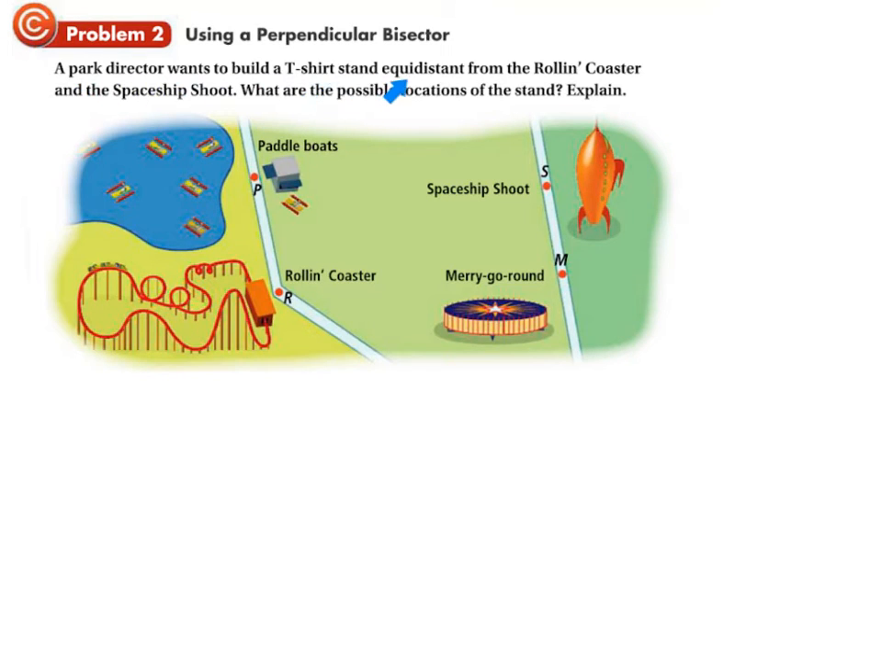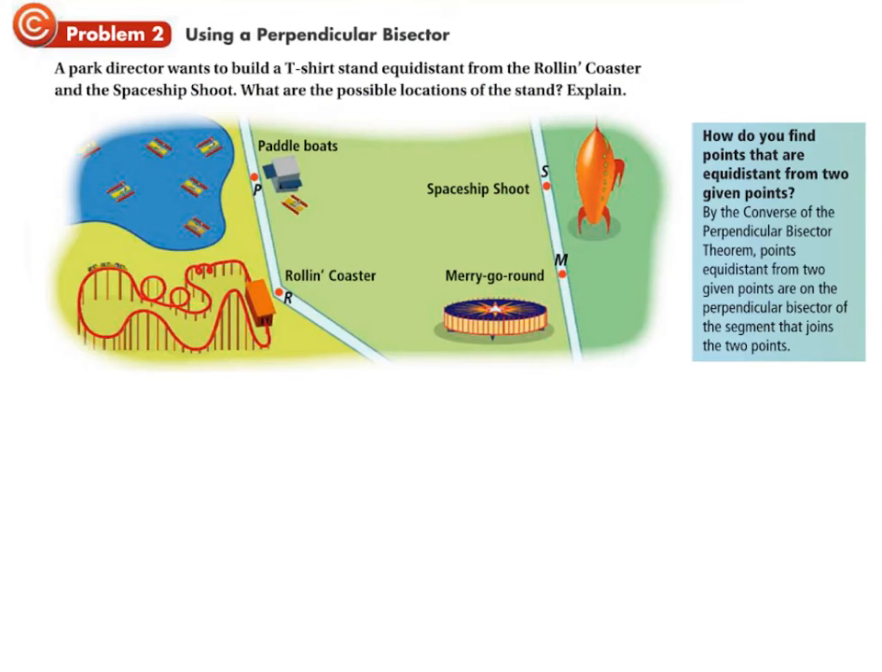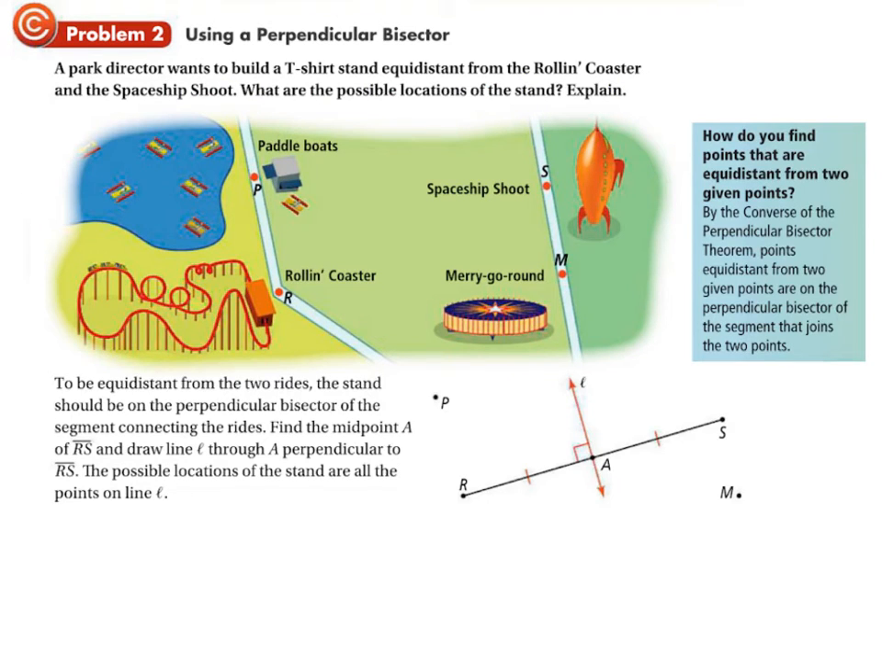Okay, so a park director wants to build a t-shirt stand that is equidistant from the rolling coaster and the spaceship chute. What are the possible locations? Well, we know that if we can find the perpendicular bisector, all of the points that are equidistant from those two things will be right on it, okay, as stated there. So to be equidistant from the two rides, we should connect those in a line, R to S, find the midpoint, draw a perpendicular line from it, and any point that is on that line will be a good location for the t-shirt stand because it'll be equidistant from the rolling coaster and the spaceship chute.